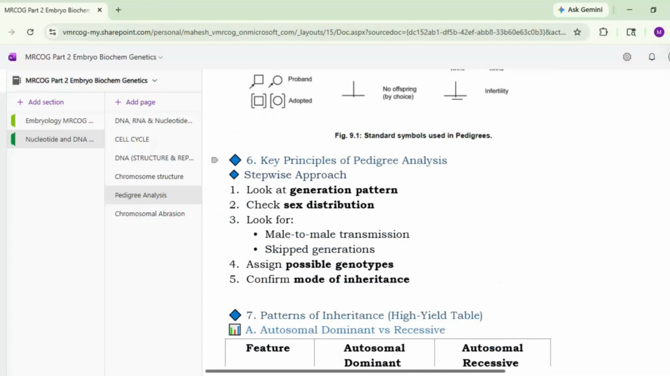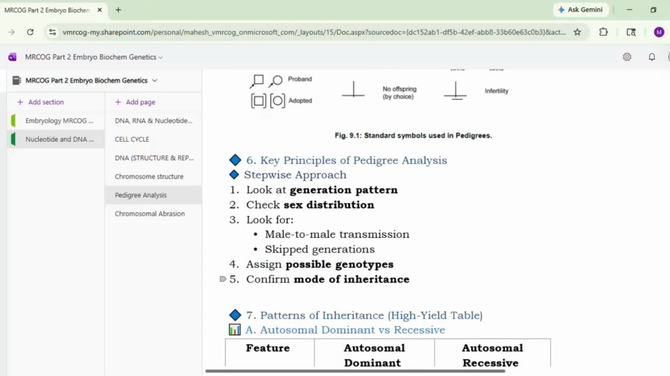Okay, then key principles of pedigree analysis. It is always a stepwise approach. Look at the generation pattern. Okay, so when you have a minimum of 3 generations, look at the pattern in each particular generation. Okay, check sex distribution. Most important thing: which sex is getting affected, whether all males are getting affected, how is the transmission. Look for male to male transmission. Look for skipped generation. This is very specific. Okay, you have to look for skipped generation. Then assign possible genotypes and confirm the mode of inheritance.